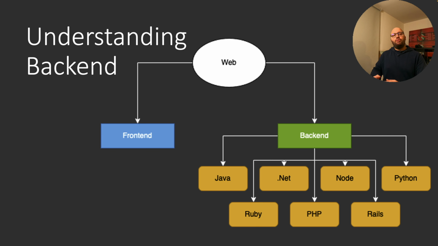After we have understood what a backend technology is, let's see what are the languages that actually support this. And there's a lot of languages out there. Main ones are Java, .NET, Node, Python, Ruby, PHP, and Rails. All of these are very popular languages, and all of these have the right place and the right time to use.